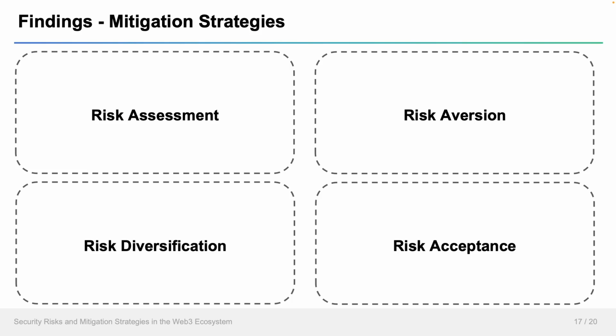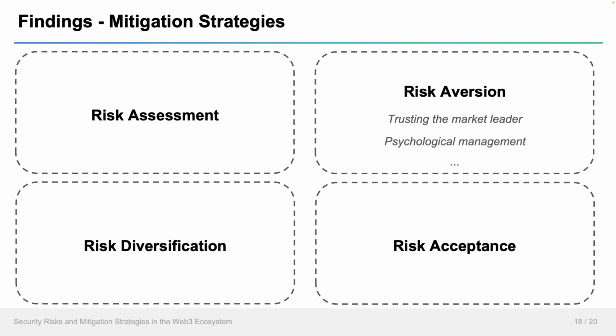Among these, the most frequently mentioned strategy falls under the category of risk aversion, specifically the approach of trusting the market leader. However, it's essential to recognize that this method merely reduces the probability of security risks occurring. It does not entirely eliminate them. Furthermore, although users actively look for mitigation strategies after becoming aware of security risks, we've observed that the specific measures of these strategies are very subjective, such as psychological management. Certain objectively existing security tools remain underutilized. For instance, tools designed to facilitate the revocation of smart contract authorizations have not been widely adopted.